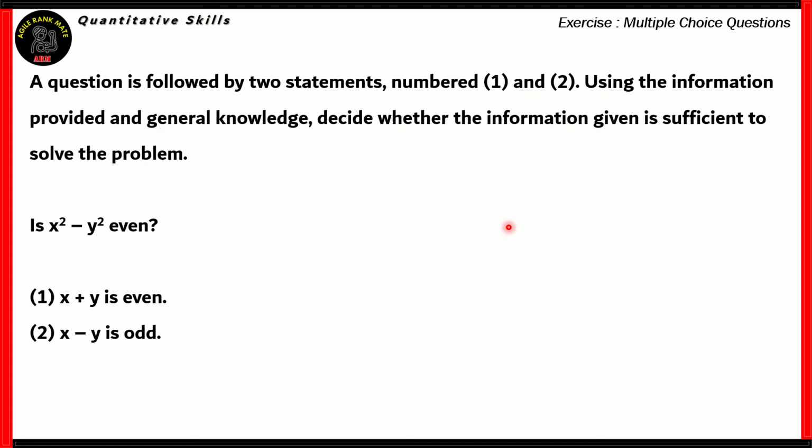A question is followed by two statements, numbered 1 and 2. Using the information provided and general knowledge, decide whether the information given is sufficient to solve the problem. Is x squared minus y squared even? The two statements given are x plus y is even and x minus y is odd. So we have two separate cases. In the first case, x plus y is even, and in the second case, x minus y is odd.